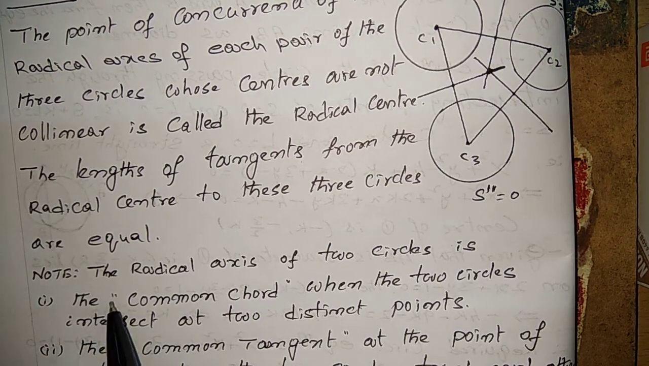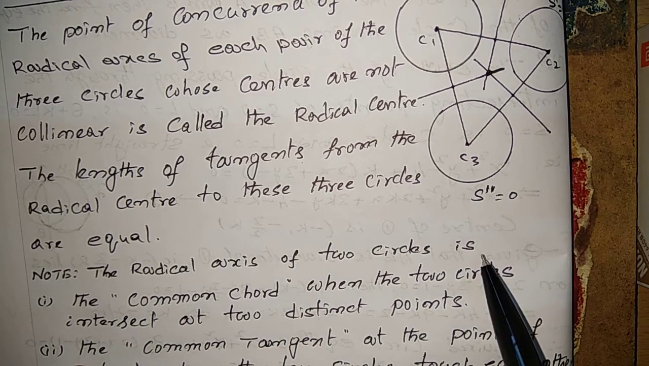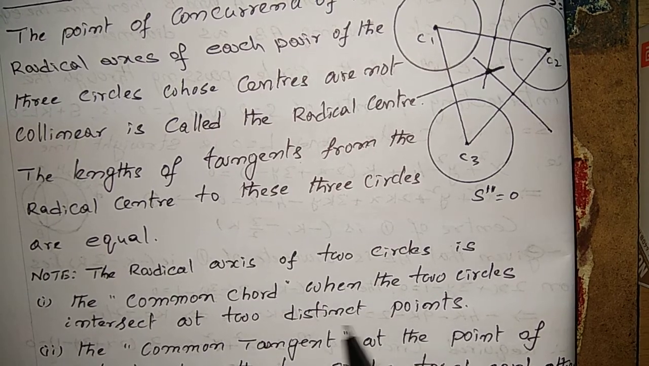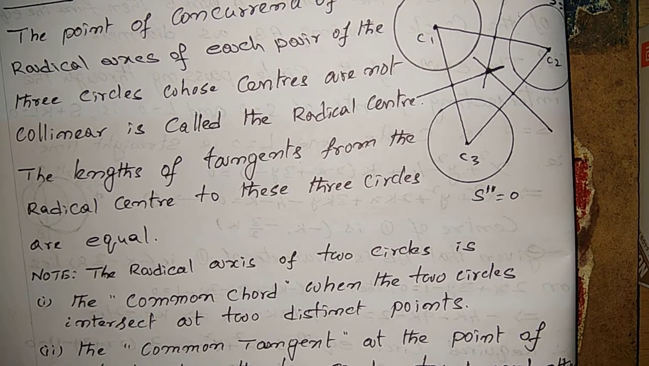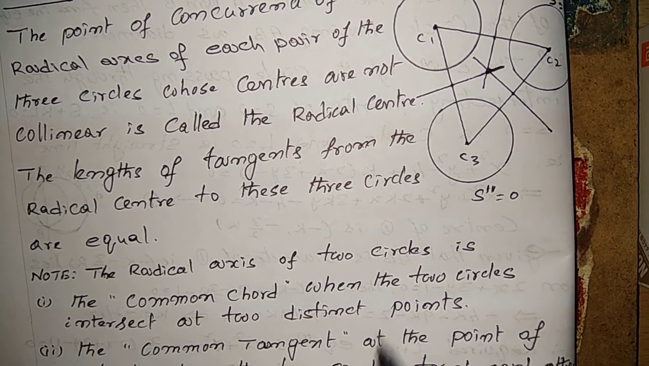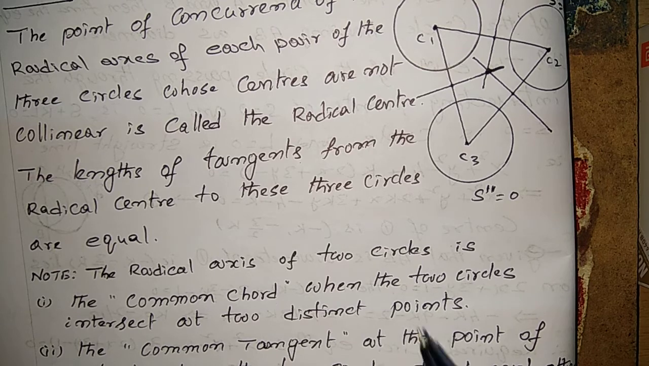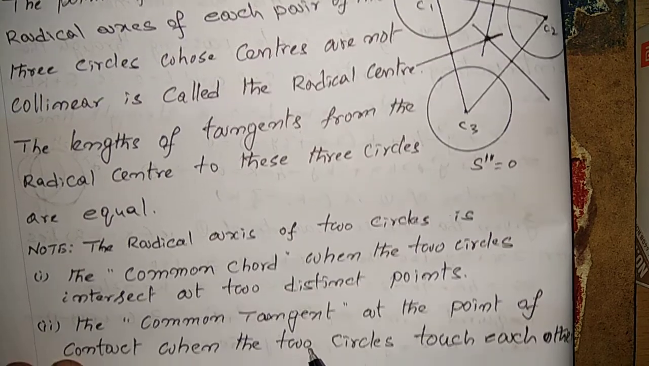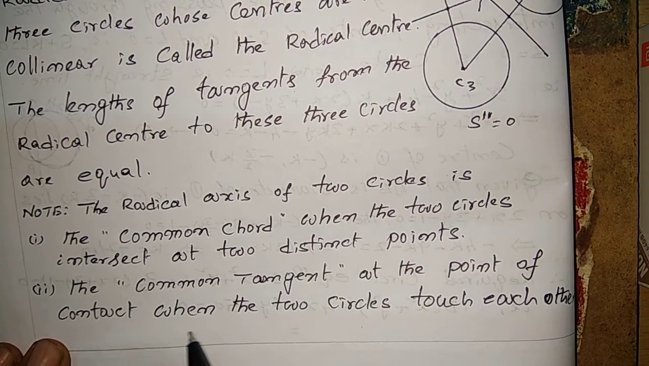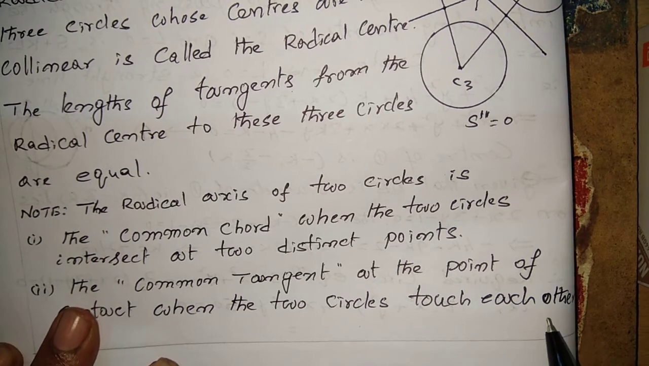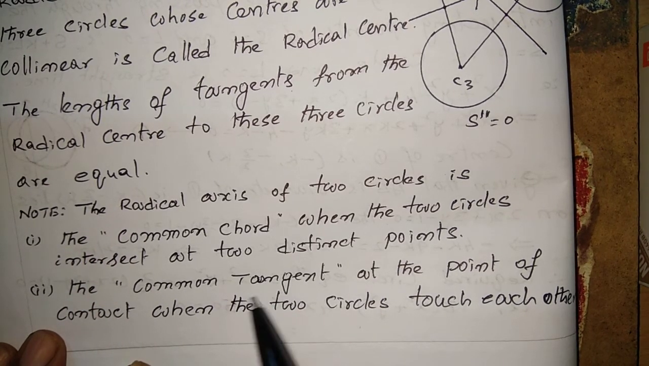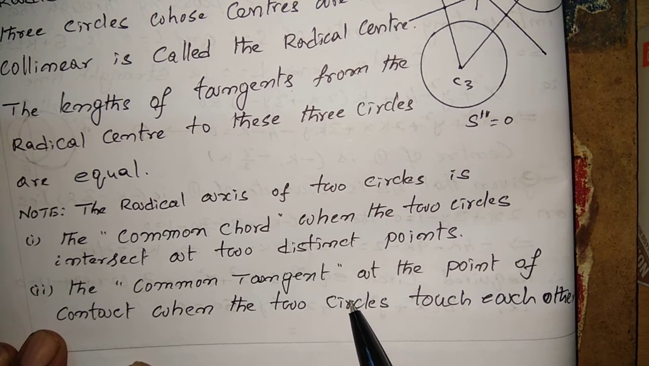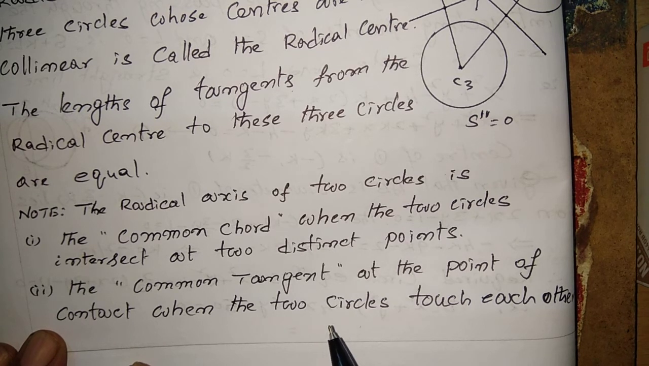Next one, some notes. The radical axis of two circles is the common chord when the two circles intersect at two distinct points. That means for two circles intersecting at two distinct points, the common chord is nothing but the radical axis. Second, the common tangent at the point of contact when the two circles touch each other. That means if the circles are touching each other either internally or externally, the common tangent is nothing but the radical axis.